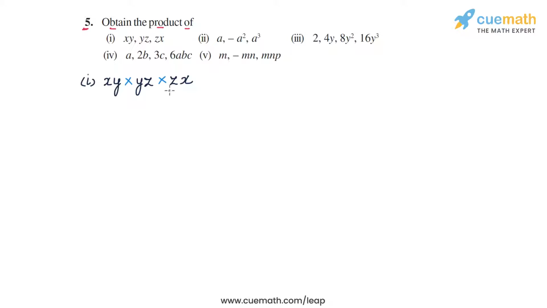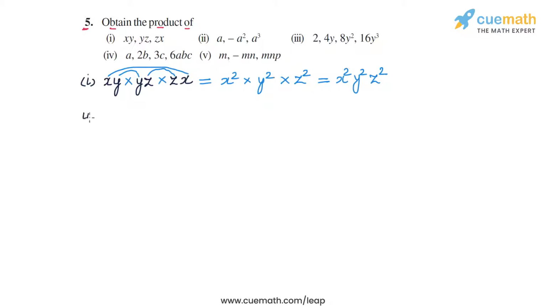So the coefficient of each monomial is 1. So in the product also the coefficient will be 1. And what about the variable part? So we have x into x, so that's x square. We have y into y, so that's y square. And we have z into z, so that's z square. So we get x square into y square into z square, which we can write as x square y square z square. This is the product for the first part.